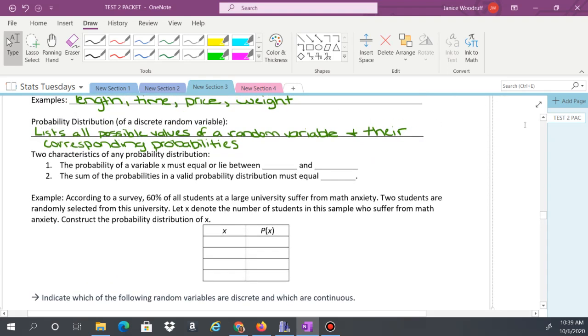So two rules for a probability distribution. The first rule is that the probability of the variable must lie between 0 and 1. Okay, and that can also be written like this. You have 0 is less than or equal to the probability of x, which is less than or equal to 1. So the probability of x is between 0 and 1. The sum of the probabilities in a probability distribution must equal 1. So when we find the sum of P of x, those will all be 1.